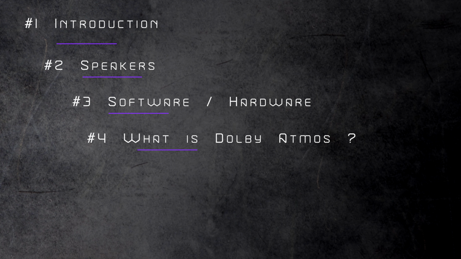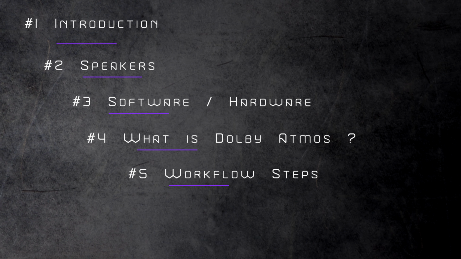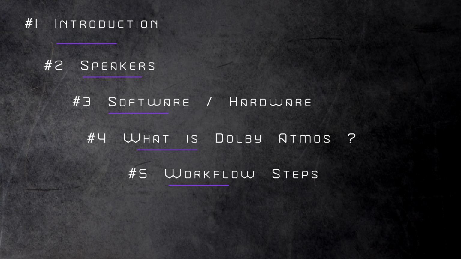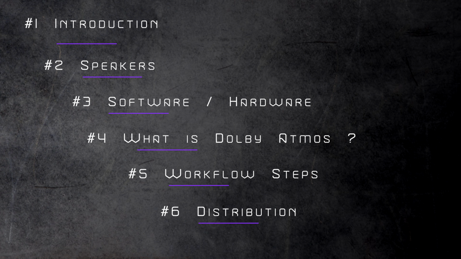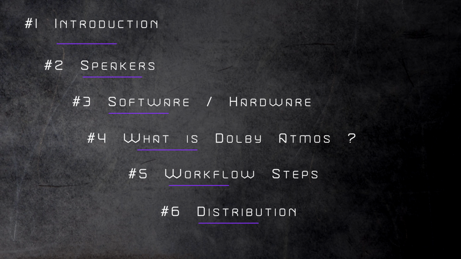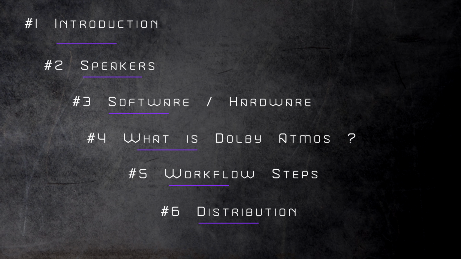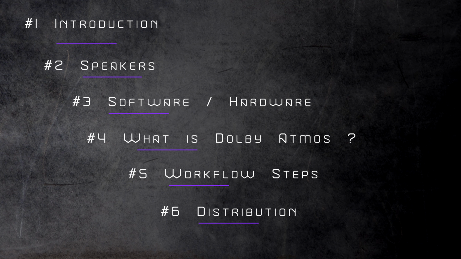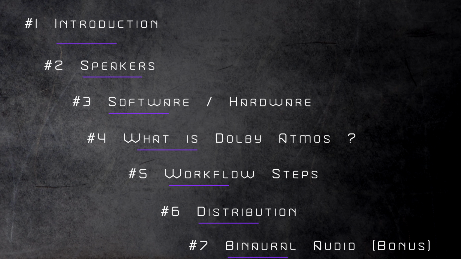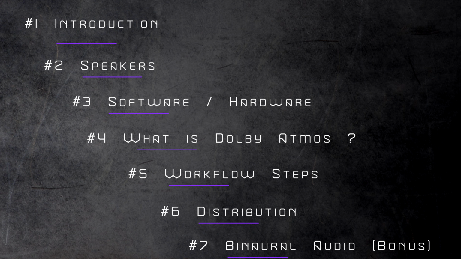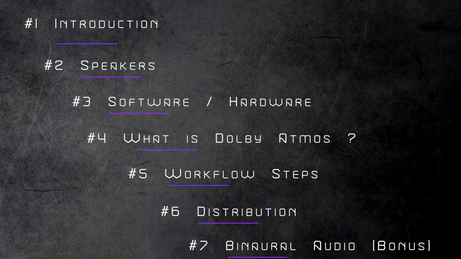Then in chapter 4, we dive into the details to learn what Dolby Atmos is. In chapter 5, I show the new workflows, the different steps when mixing your Dolby Atmos song. And in the final chapter, I provide a few information about the Dolby Atmos distribution steps, including Apple's spatial audio that caused a lot of question and concerns in the Dolby Atmos production community. I added a bonus chapter at the end of this video to explain a little bit about binaural audio, an important key element of listening to Dolby Atmos and immersive audio in general.